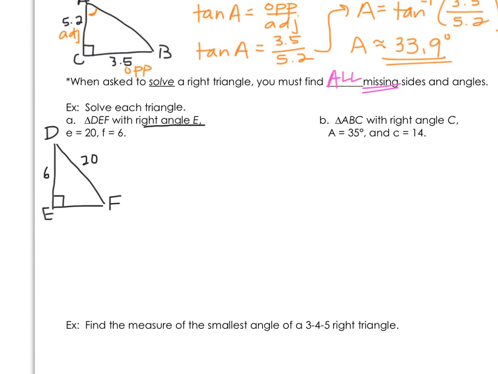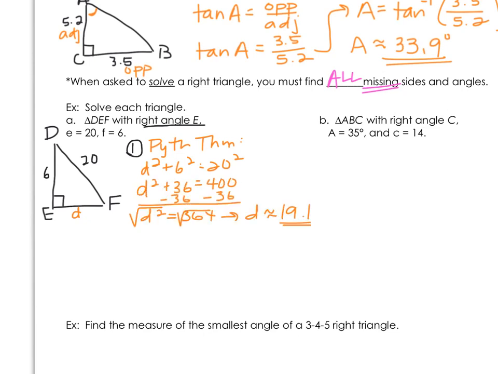The first thing you'd want to do here is find the length of lowercase d. That's the side length directly across angle D. And we'll do the Pythagorean theorem. Anytime you know two sides, the Pythagorean theorem can give you that missing side. So I'm going to do d squared plus 6 squared equals 20 squared. Go ahead and pause the video and see if you can get d by itself. Round your final answer to the nearest tenth. Then press play and we'll continue.